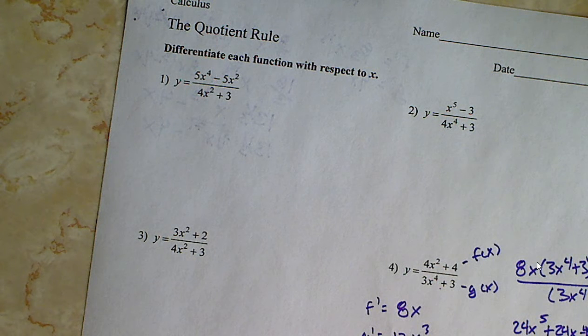Okay, so f prime is 20x to the third minus 10x. Because g prime is 8x, you multiply 4x squared plus 3 times 20x to the third, which is 16x to the fourth. If you add f times g prime, then you get 5x to the fourth minus 5x squared times 8x, over 4x squared plus 3 quantity squared.